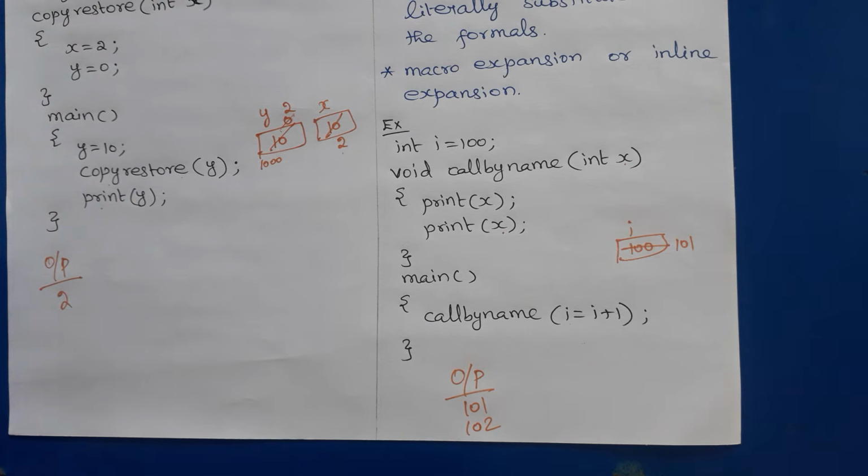So these are the 4 parameter passing methods in which call by value and call by reference are most commonly used. The other methods are traditionally used.